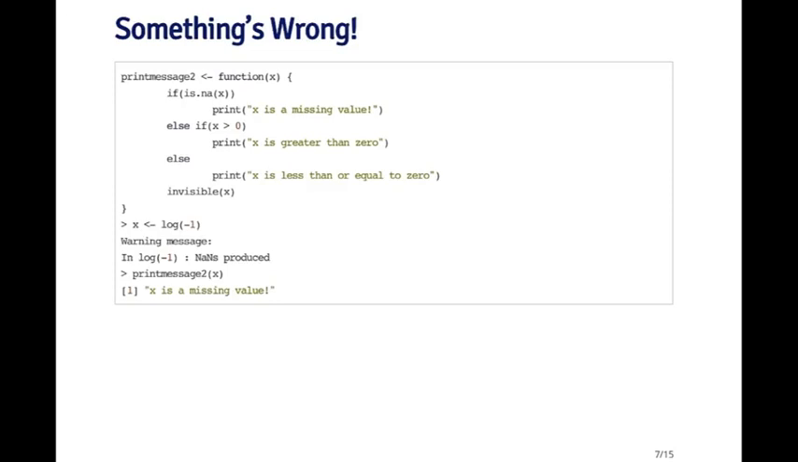So when I call this, what's something that might typically happen? Well, I calculate the log of -1 and assign it to x. That doesn't stop anything. I just get a warning, and I move on. Now I call print message on x, and I'm getting x is a missing value. So now there's no error, but it may be unexpected, because maybe I thought the thing I'm inputting into print message 2 was some positive number. So I thought I was going to get the message x is greater than 0, but instead I'm getting the message x is a missing value.